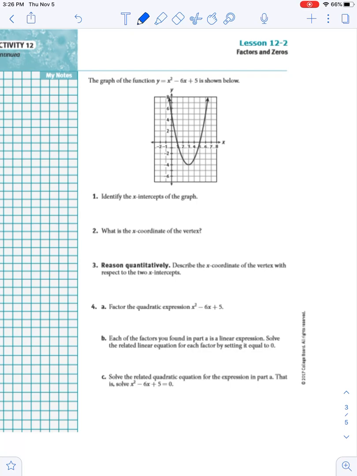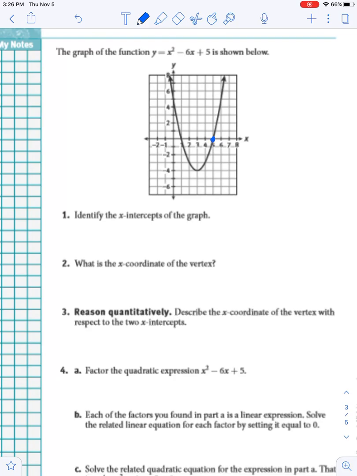On the next page, we're going to see a graph. And we're going to identify the x-intercepts, and we're going to also talk about the vertex a little bit in this graph. So in this graph, the x-intercepts, we can see if we zoom in a little bit, are at 5 and at 1. So we can say the x-intercepts are at, a couple ways to write that. You can say x equals 5 and x equals 1. You could also say 5, 0 and 1, 0.